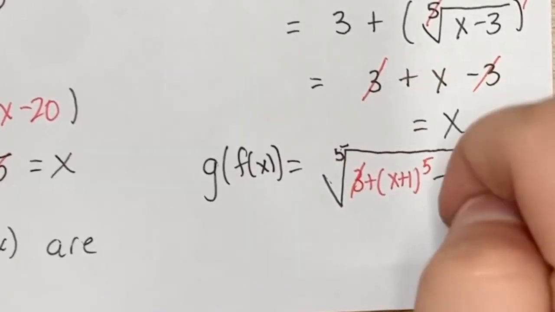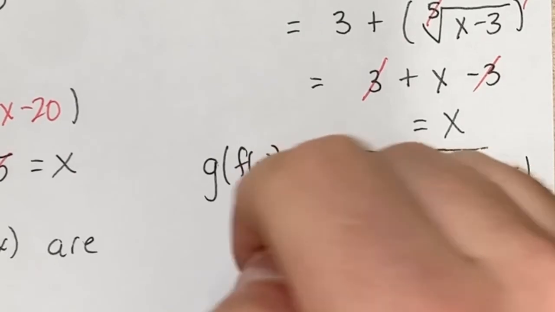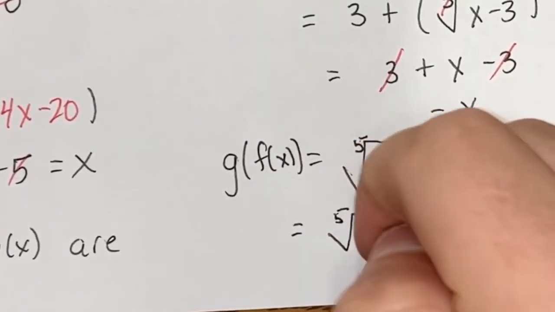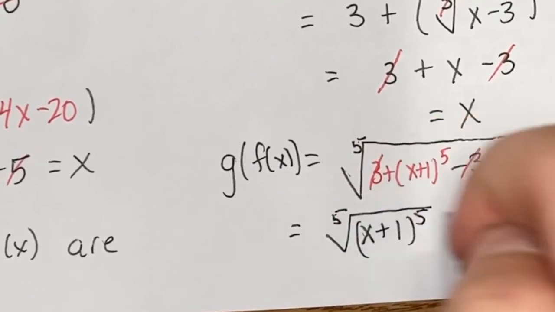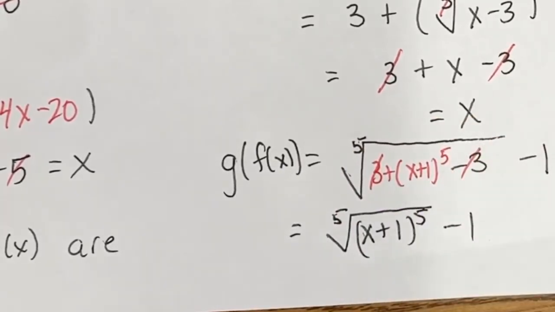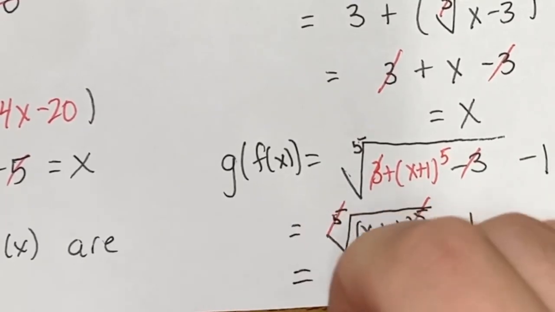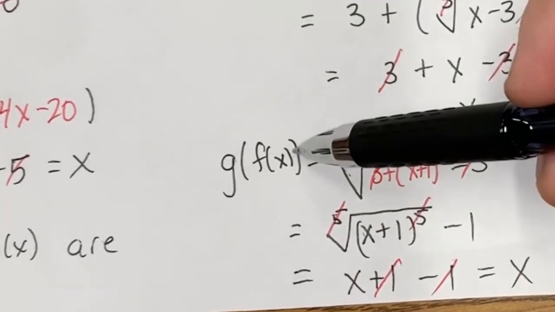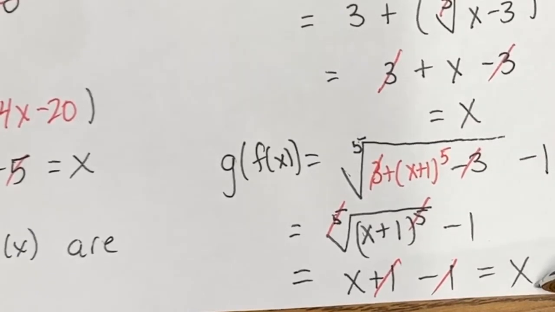The 3s would be the first thing to cancel, so we're left with the 5th root of x plus 1 to the 5th power, minus 1. The 5th roots would cancel at this point. We're left with the quantity x plus 1, minus 1. The 1s would cancel, and we see that we're left with x. And since f of g of x and g of f of x both equal x, we know that f of x and g of x are in fact inverse functions.